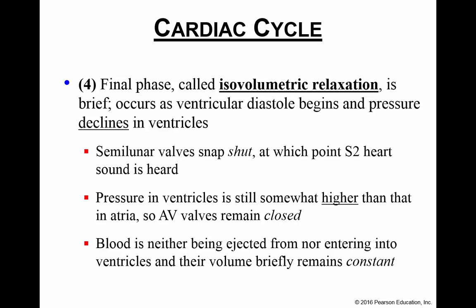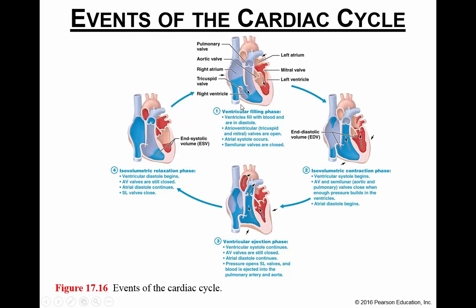The pressure in the ventricles is a little higher than in the atria, so the AV valves are still closed. So blood is not going anywhere. It's constant. That's why it's ISO, the same. Isovolumetric relaxation. We can see these here. This is the filling. You've got the blood that's in the atria, and it's flowing through into the ventricles. The ventricles are relaxed. The tricuspid and the bicuspid are open, and the atria will contract, atrial systole.